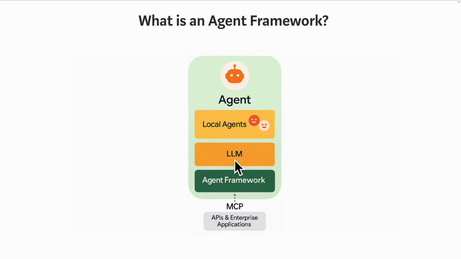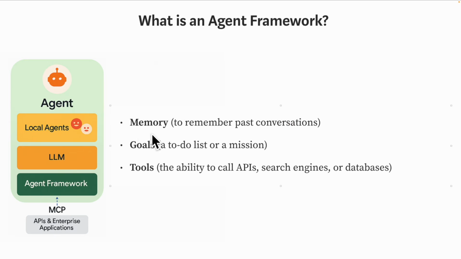To do more, we need to wrap it in something smarter. That something smarter is called an agent framework. So this is a software layer that gives the underlying LLM what it is missing. So what is that? That's basically memory to remember past conversations, goals, a to-do list or a mission, and tools, the ability to call APIs, search engines, or databases. So think of it like turning a simple chatbot like this LLM into a helpful co-worker with a brain, a to-do list, and access to tools and software.